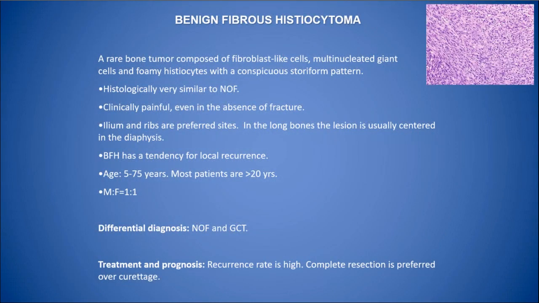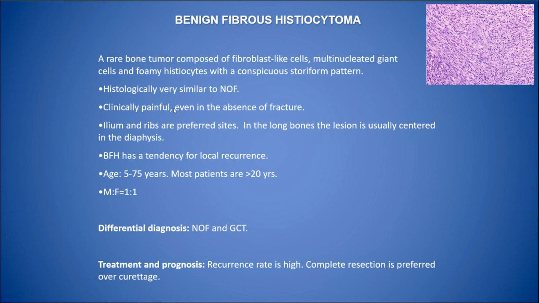Benign fibrous histiocytoma is histologically identical to non-ossifying fibroma. The only difference is that this lesion clinically presents at an older age and in very unusual bones with a different radiographic appearance. But the histological components are the same: fibroblast-like cells, multinucleated giant cells, foam cells, and the storiform pattern can be quite conspicuous. The lesions are clinically painful, even in the absence of fractures. So that's one main difference.